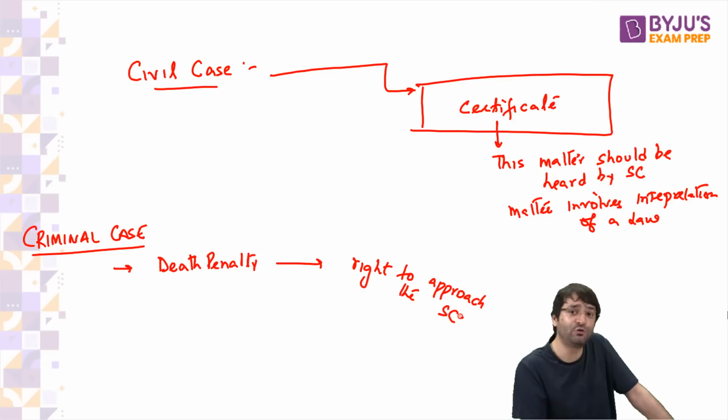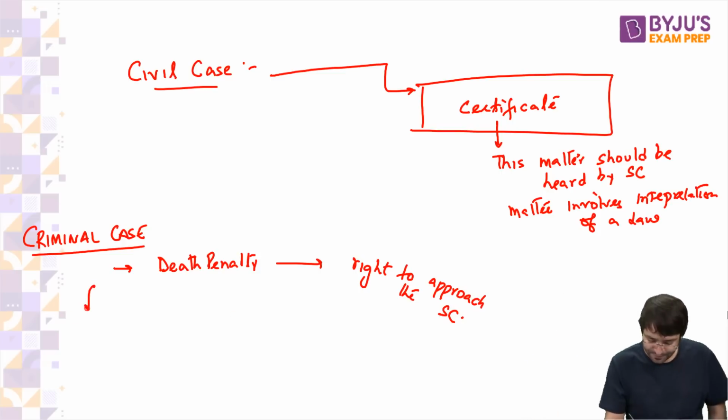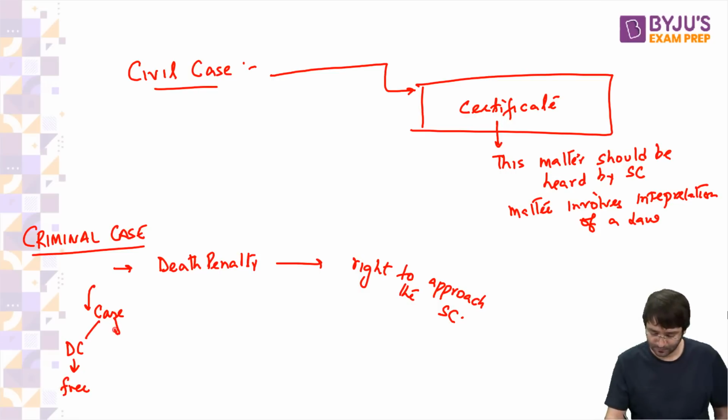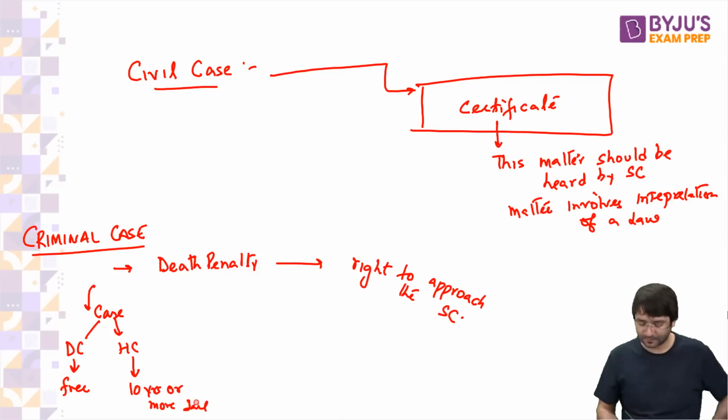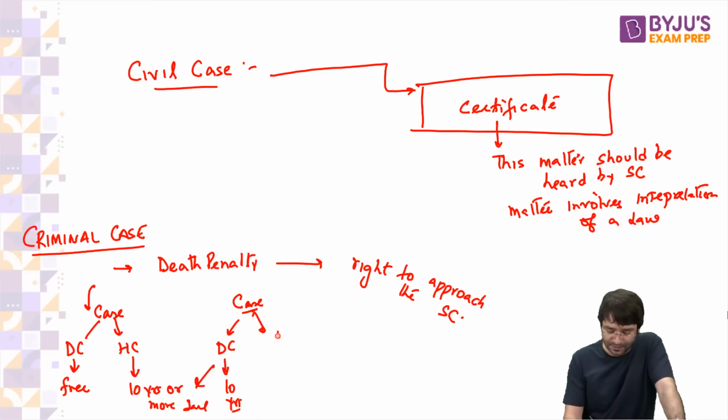That means it becomes your right to approach the Supreme Court. But it's not an original jurisdiction, it's an appellate jurisdiction. You file an appeal against the High Court. If there is a case where the district court has sent you free, but High Court has sentenced you to 10 years or more in jail, or there is a case where the district court sentenced you to 10 years or more in jail, but High Court set you free.